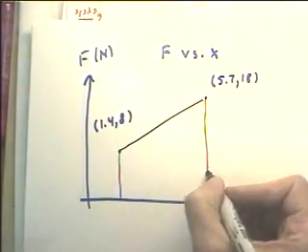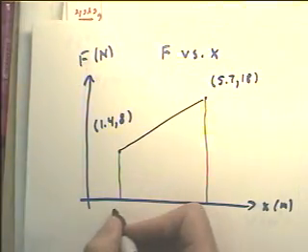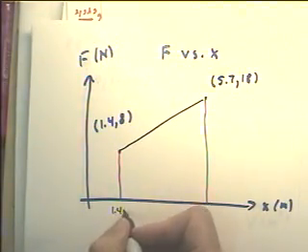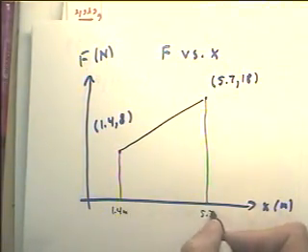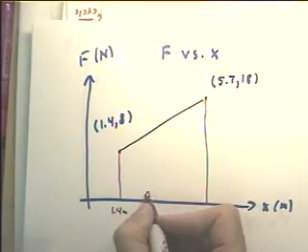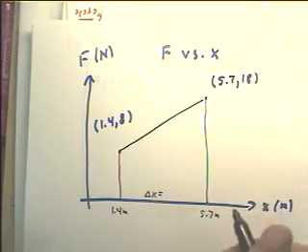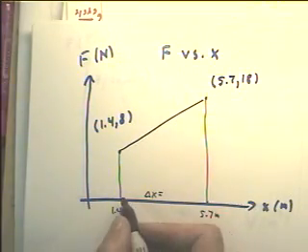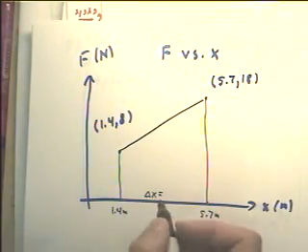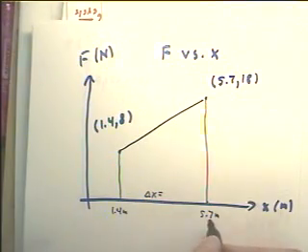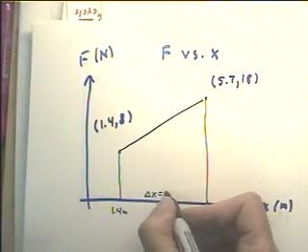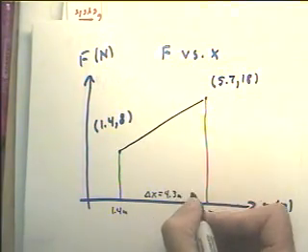And if we find the area under that graph, we see position goes from 1.4 meters to 5.7 meters, so that we have a change in position in this region. That's the width, which represents a change in position from 1.4 to 5.7 meters, a change of 4.3 meters.